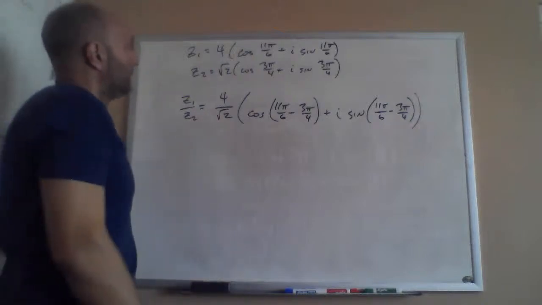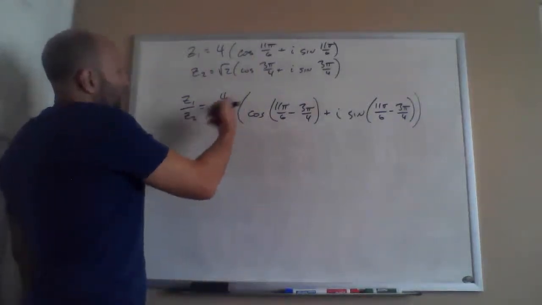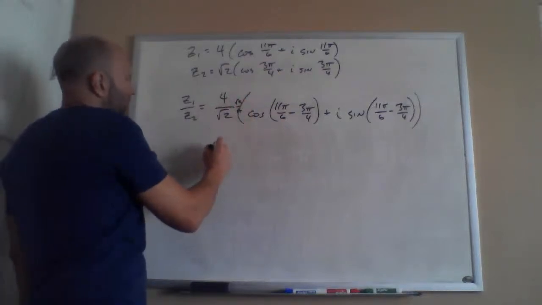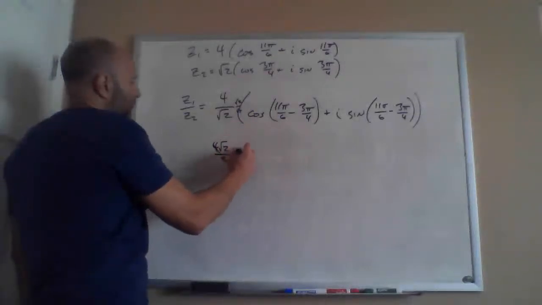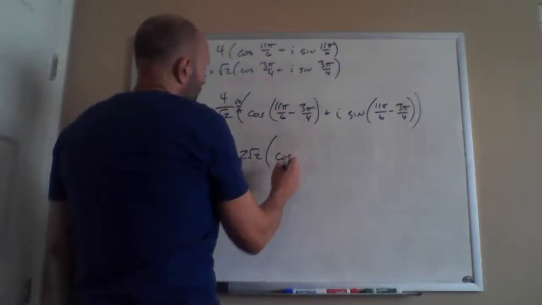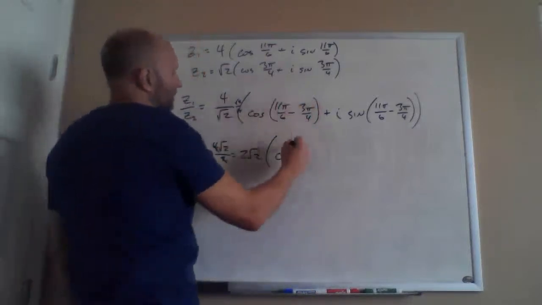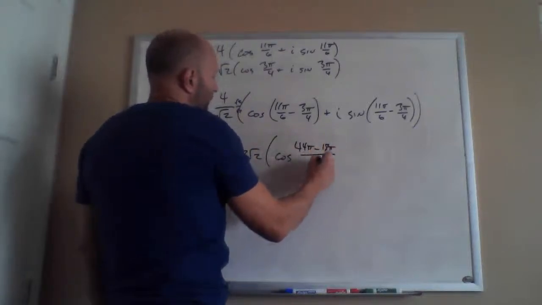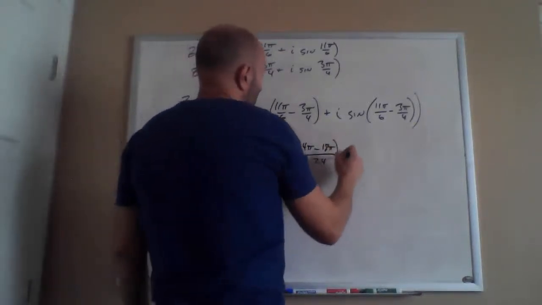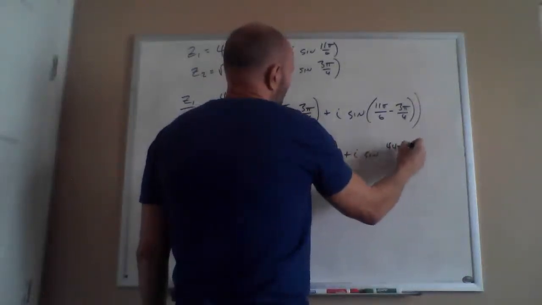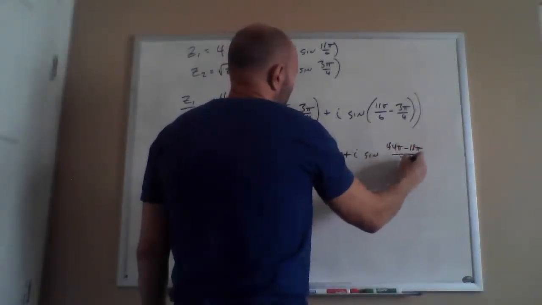Yep, okay, no problem. So if we want to rationalize this, you probably don't have to, but multiply top and bottom by root 2. We have 4 root 2 over 2. That cancels, so this just becomes 2 root 2. So we have 2 root 2 in the front, cosine, and now subtract these. So it's 44 pi minus 18 pi over 24.